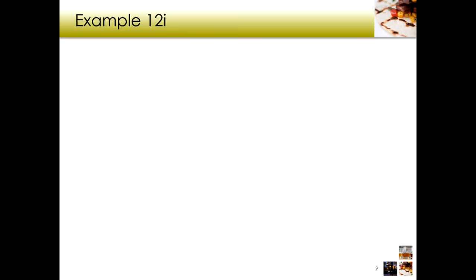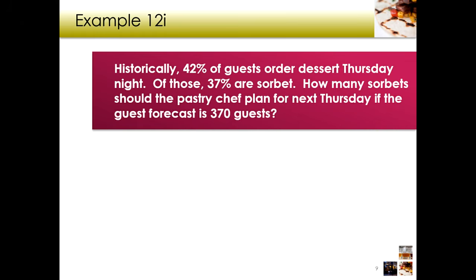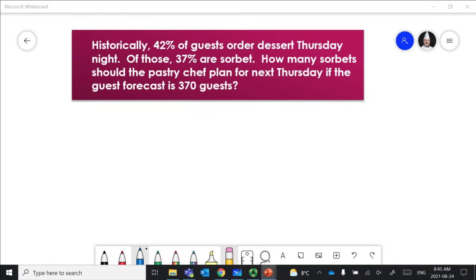So, final example. Historically, 42% of guests order dessert Thursday night. Of those, 37% are sorbet. How many sorbets should the pastry chef plan next Thursday if the guest forecast is 370 guests? So we have 370 guests coming in. Now, the first thing we need to do is figure out, of that 370, how many are even going to order dessert, right? So it's 42%.